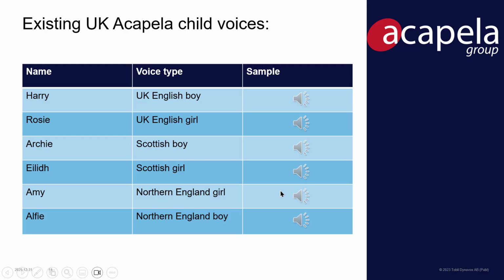And I think it's always been important to have voices for people such as me with Northern English vowel sounds, saying grass rather than grass, and bath rather than bath. So yeah, we've got a couple there. This is Amy, the high-quality Northern English child voice from Acapela. And Alfie, the Northern English boy's voice. This is Alfie, the high-quality Northern English child voice from Acapela.